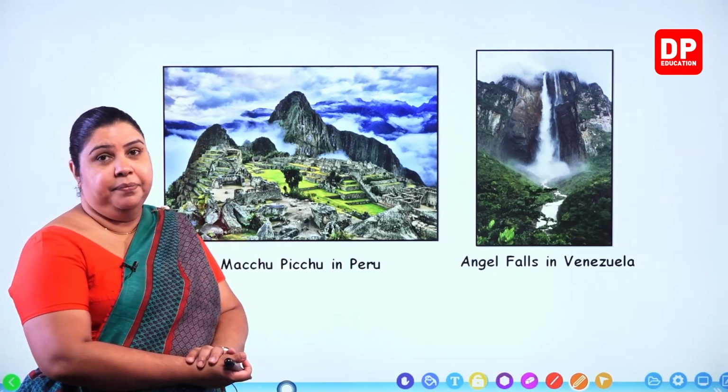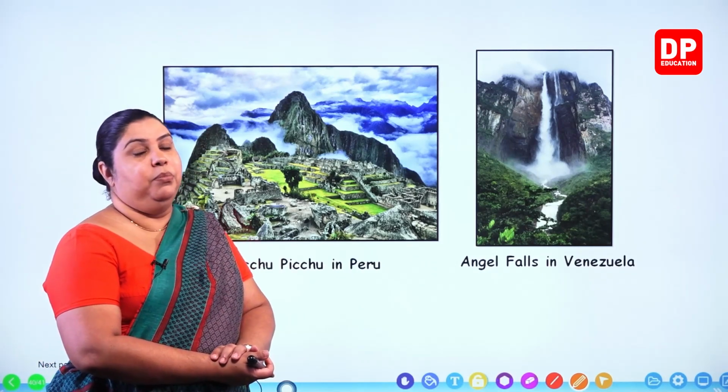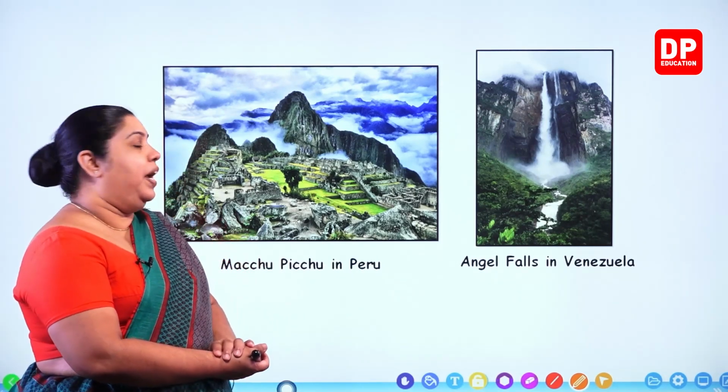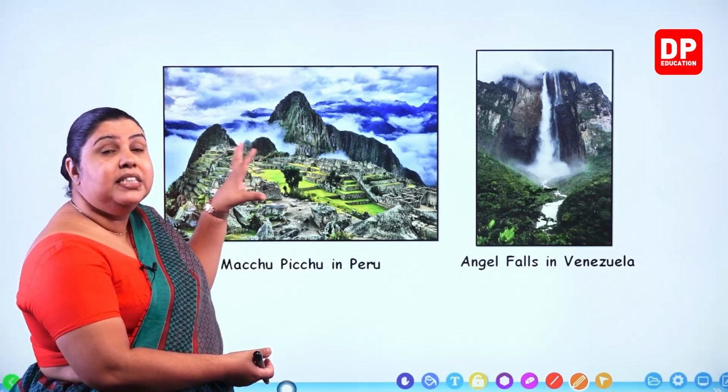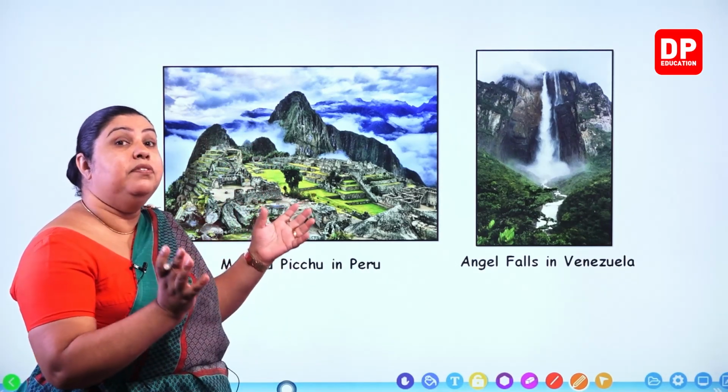So if you can find, now I'm going to give you some work. You need to find about these places. Why this Machu Picchu is considered as a world wonder.